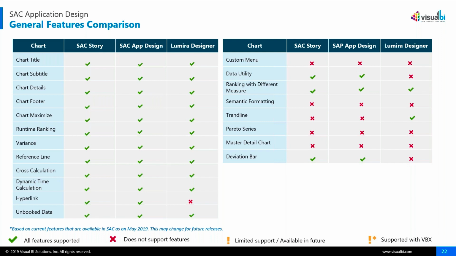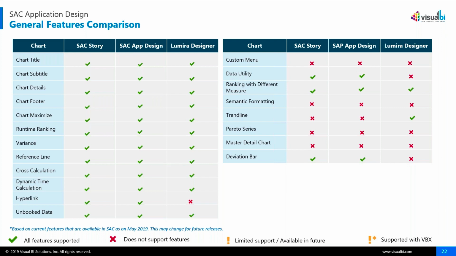We can just drag and drop components and gather some insights from it. While SAC App Design actually lets you bring in navigation and interactions within the application. And then we have Lumira Designer, which is quite a mature tool in the SAP shop.